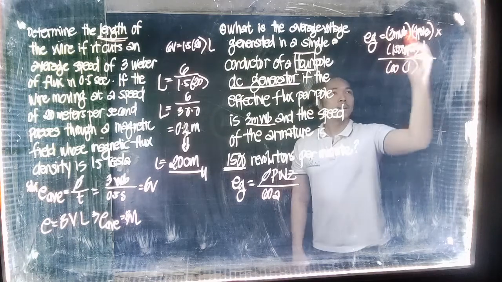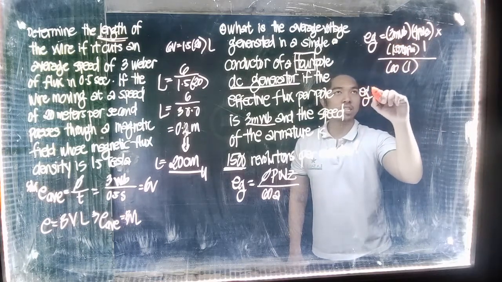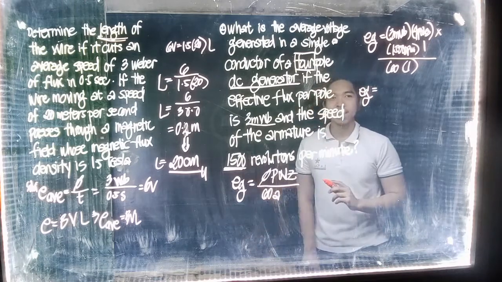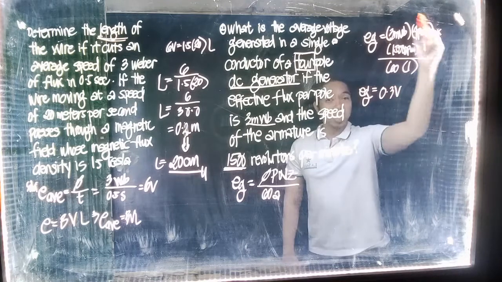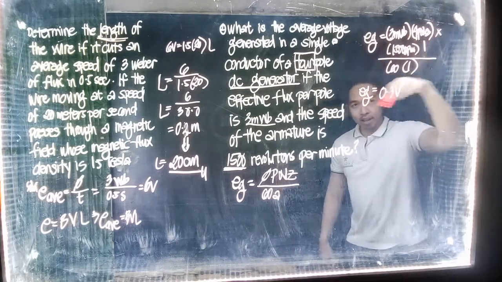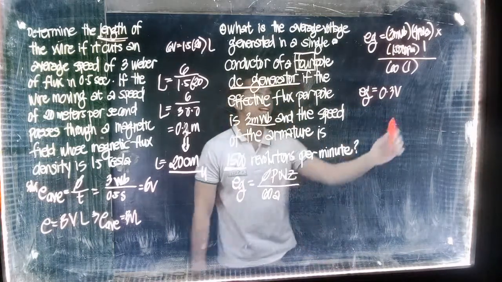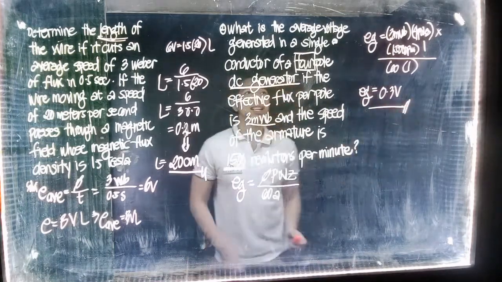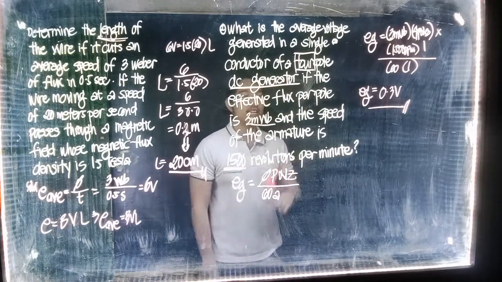By plugging everything into the calculator and dividing by 60, we arrive at the answer: EG equals 0.3 volts. And that is the average voltage generated in a single conductor of a 4-pole DC generator.